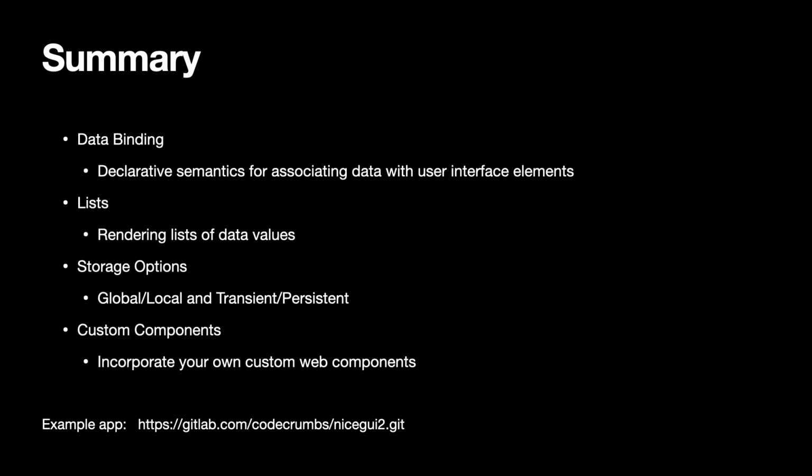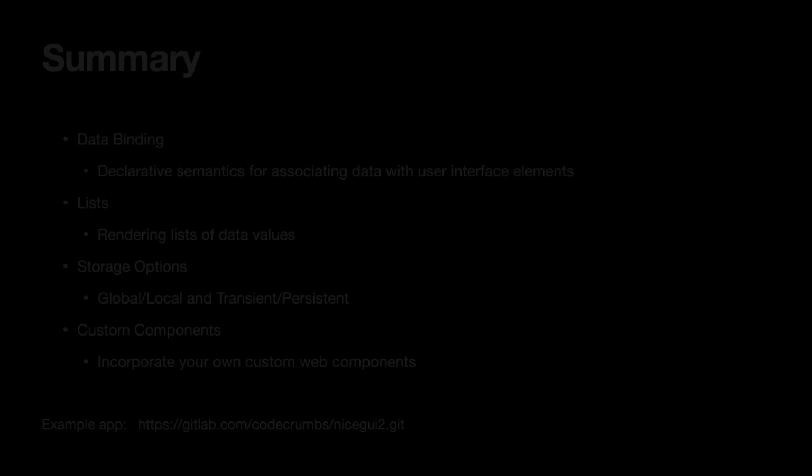This concludes our exploration of advanced NiceGUI topics. I have described and demonstrated 4 advanced NiceGUI topics: data binding, managing lists of data, global data storage options, and creating custom components. These features of the framework add to the power and flexibility of NiceGUI. The result is attractive, intuitive user interfaces that can be created with minimal effort and code. All the code for the demonstration application is available in the GitLab repository linked in the comments below.